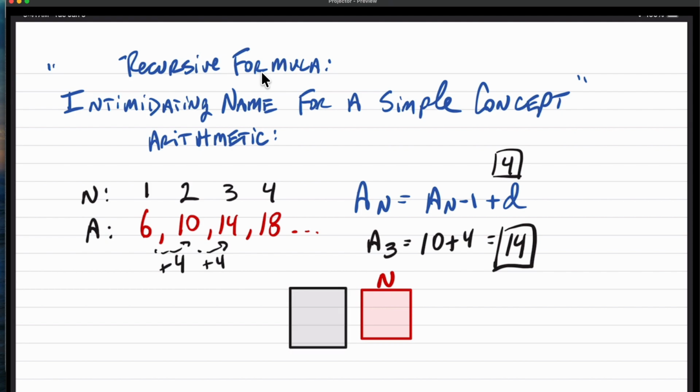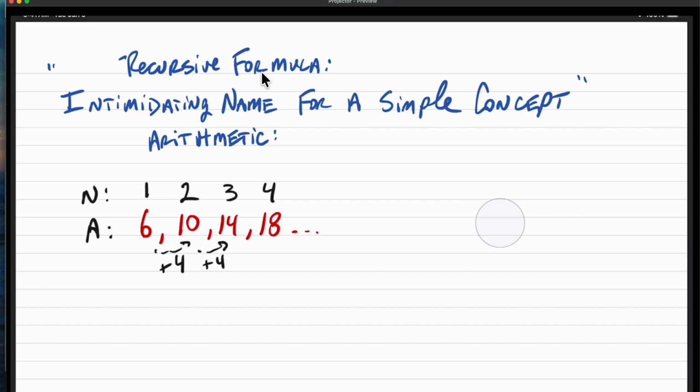So how do you go to the left? This is n minus 1. And then you get its value, whatever that is, a at n minus 1, and you add the common difference to get to where you want. It is just that simple. So in this particular example, we just about did it, but let's do it formally. The recursive formula is, if you want a value at position n, you go to the neighbor next door and you add the common difference.